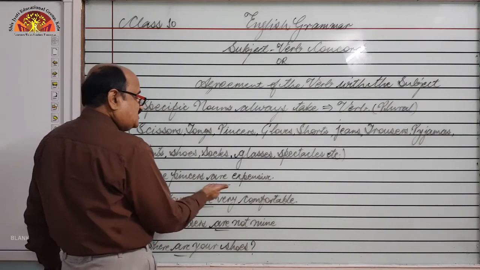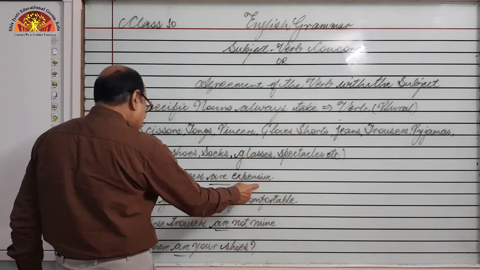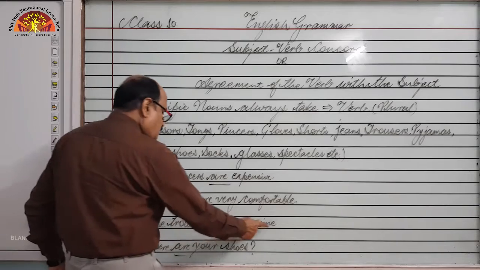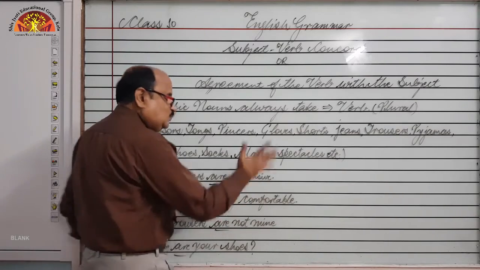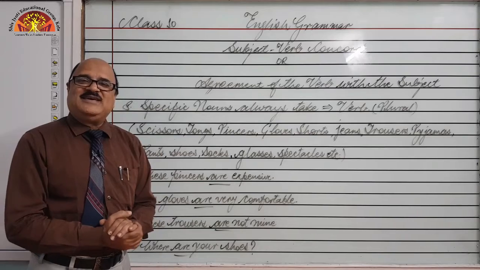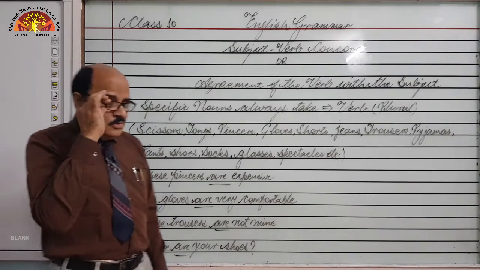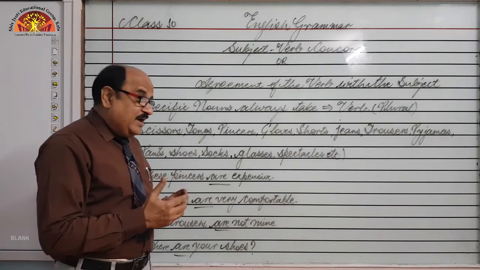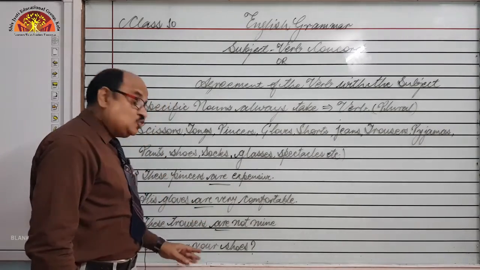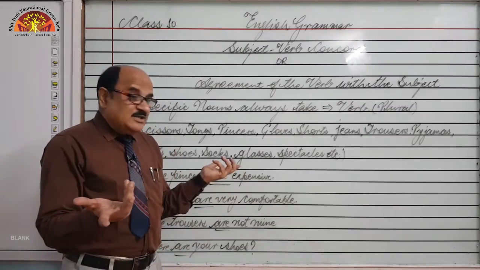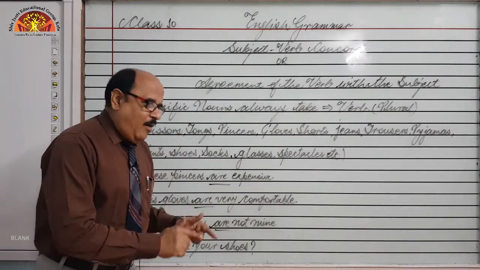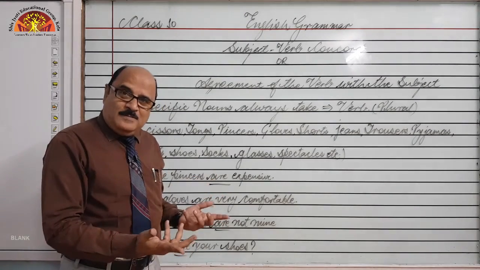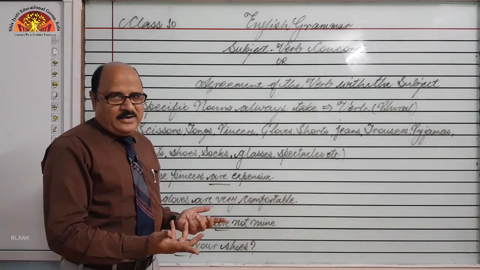An example: these pincers are, not is, are expensive. His gloves are very comfortable. These trousers are not mine. And where are your shoes? Where is your shoes? We never say. But suppose some of the students ask me, suppose we have already found one and we are looking for another, so what to say? Where is my another shoe? Of course not. I have already put on one of my shoes, and where is the other one? In this way we can express our idea, right?